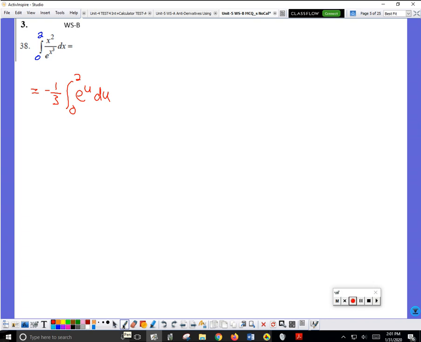If I were going to continue and find the antiderivative, I would ignore the 0 and 2 completely. I would say the antiderivative of e to the u is just e to the u. And then I would substitute in for u my choice of x, and I would be done. So the answer to problem 3 on the homework is this.